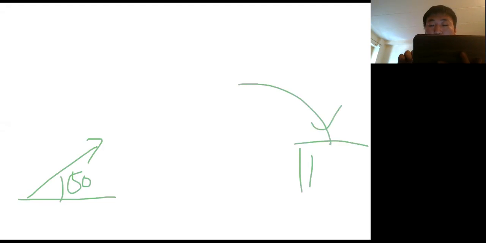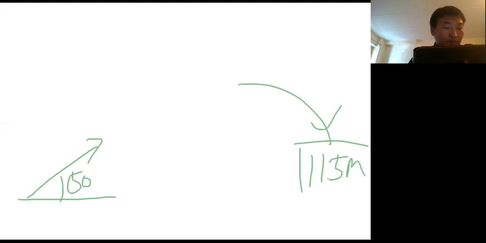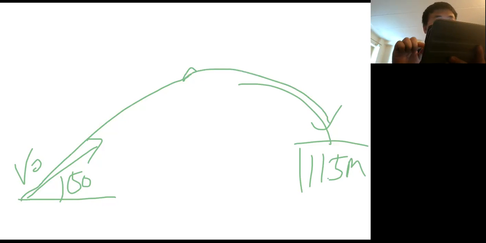The question is like that. A golfer hits a ball at a speed of 30 meters per second at an angle of 50 degrees, and the ball lands on a building which is 11.5 meters high. The question shows that the ball reached the highest point, and from the highest point fell onto the building.